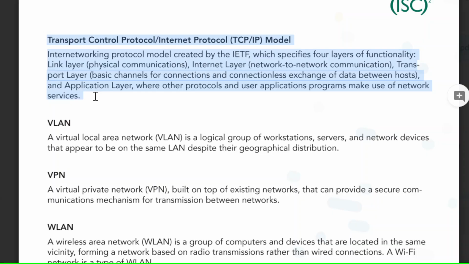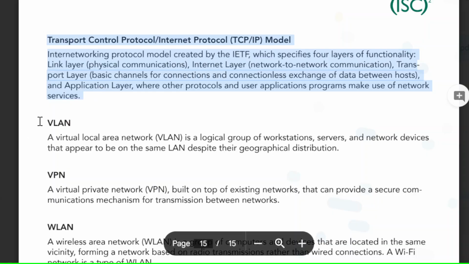So here is the Internet Networking Protocol model created by the IETF, which offers four levels of functionality: the link layer, physical communication; the internet layer, network-to-network communication; the transport layer, the basic channel of connections and exchange of data between hosts; and the application layer, where other protocols and user application programs make use of network services.